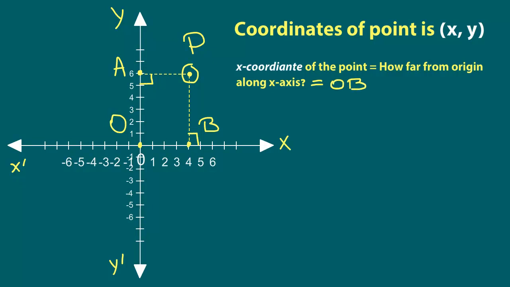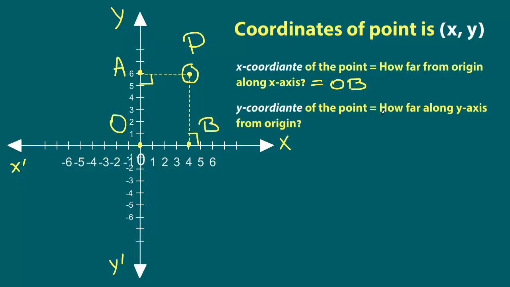And similarly we have seen that the y coordinate of the point will be how far away the point is from origin along y-axis. So the y coordinate will be how far is this point away from origin along y-axis? That will be OA. And y coordinate is also sometimes known as ordinate. So this will be OA. So we have seen this before. So this is how we say the coordinate of any point within bracket x comma y.